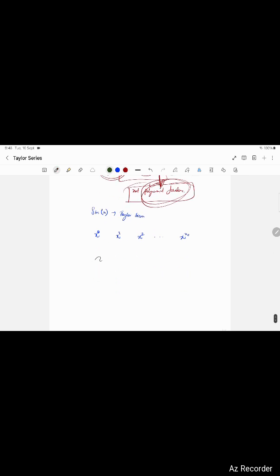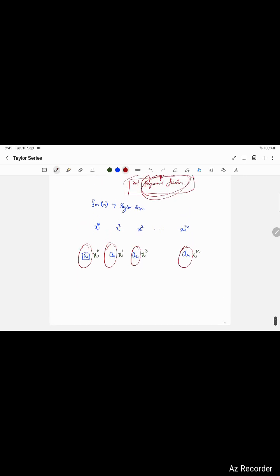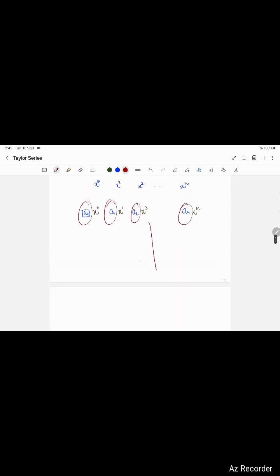We have x with its power 0, x with its power 1, x with its power 2, up to x with its power n. Now we are missing the coefficients here. Some coefficients, that we can say are a0, a1, a2 up to an. So we need to find these coefficients.